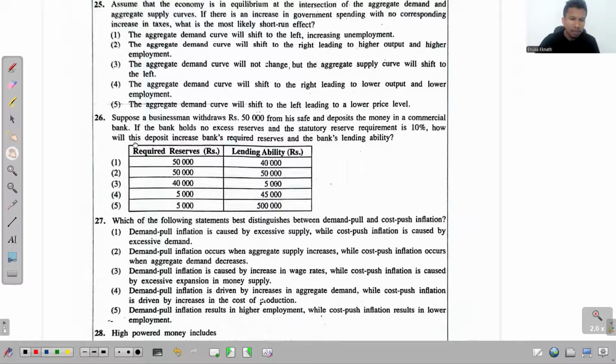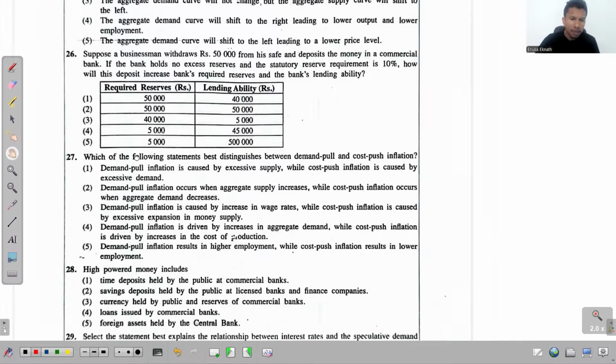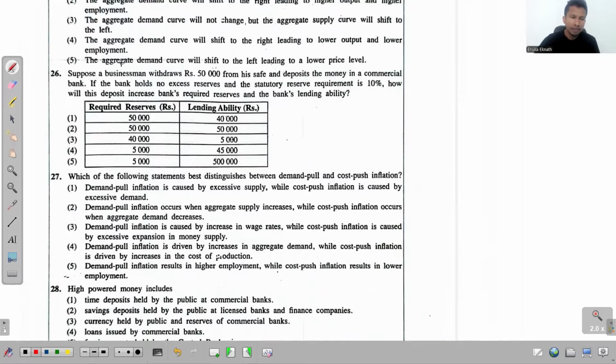This is the second part of the discussion of this 2024 A-Level Economics MCQ paper. Look at this question 26. Suppose a businessman withdraws rupees 50,000 from his safe and deposits the money in a commercial bank. If the bank holds no excess reserves and the statutory reserve requirement is 10%, how will this deposit increase the bank's required reserves and the bank's lending ability?